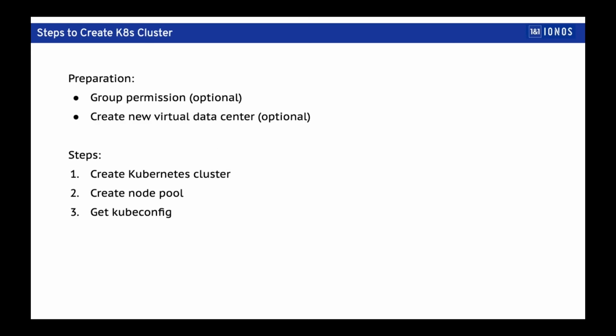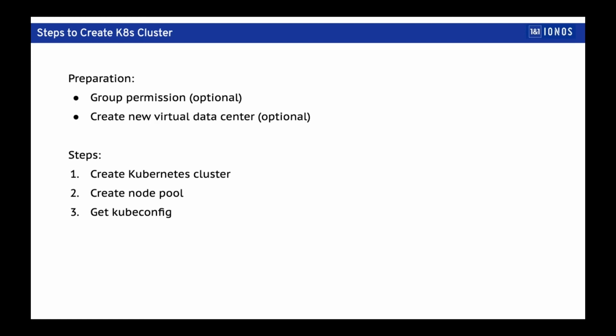Now to the actual doing. How do we create a cluster? There are two steps, kind of as a preparation to it. They're optional. We have a new permission that is added to the groups inside the user accounts. So you need to authorize your users within the account to be able to create new Kubernetes clusters. And then you can reuse any of your existing virtual data centers, or of course, you can also create a new virtual data center. This slide is just an overview. We will go into each step in the following slides as well.